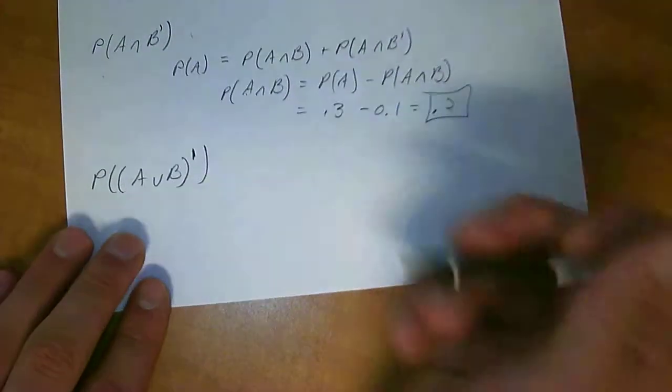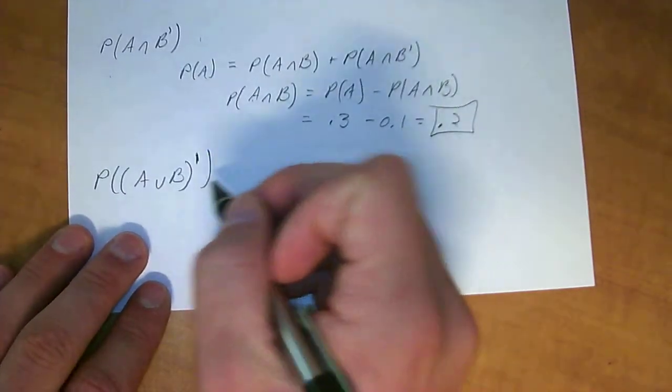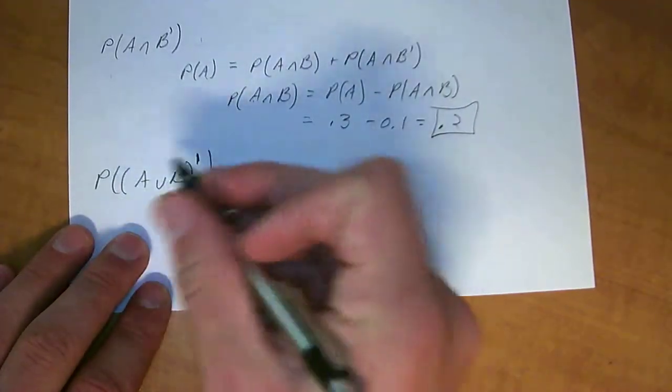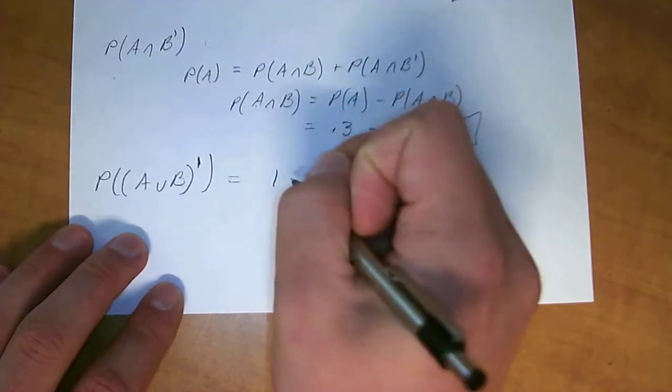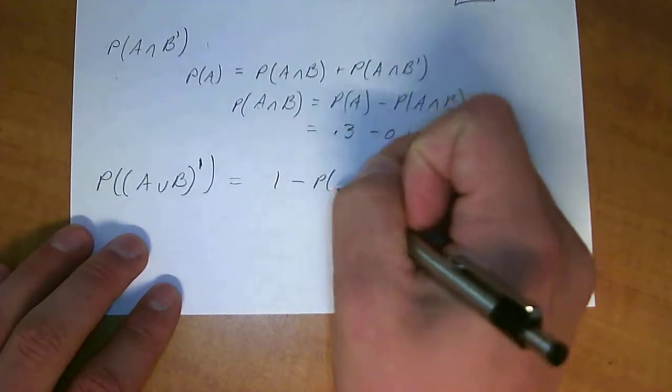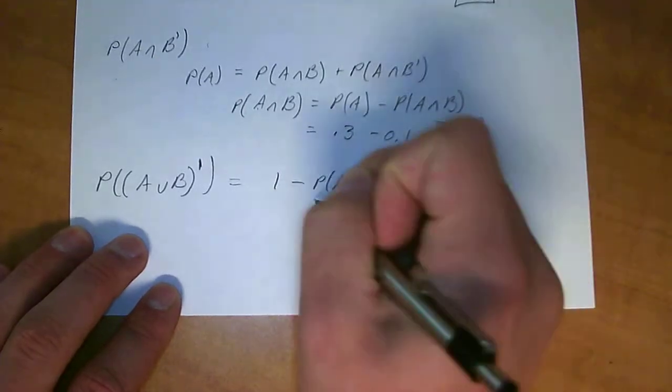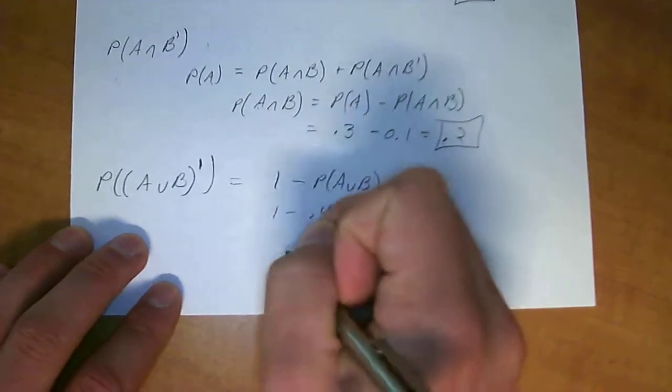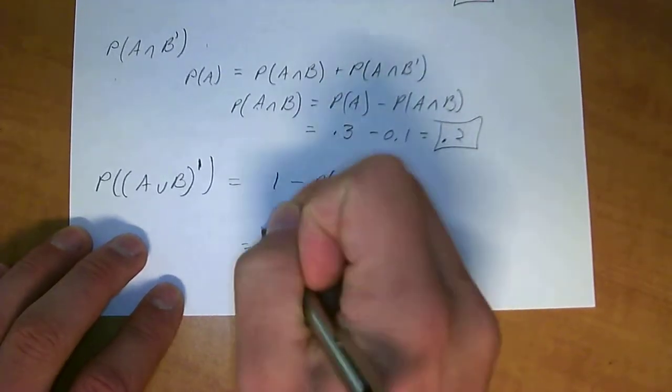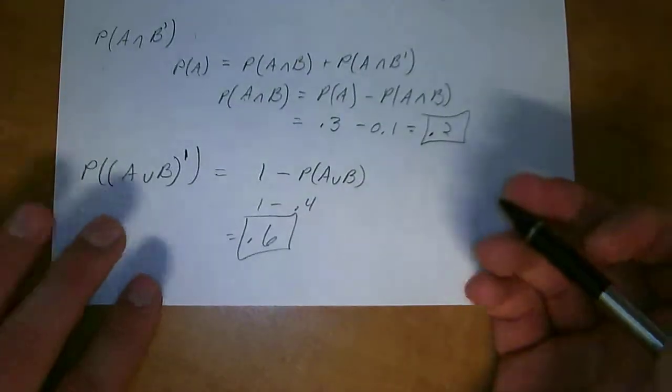So in order to get not, you just take 1 minus the probability of this entire thing, which is equal to 1 minus the probability of A union B. So 1 minus 0.4, which is equal to 0.6. Bada bing, bada boom. There you go.